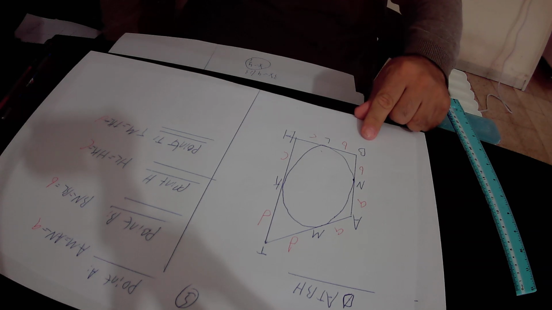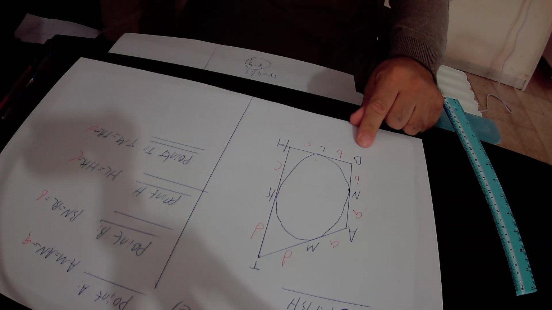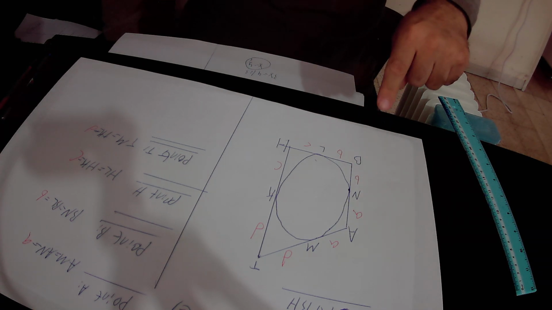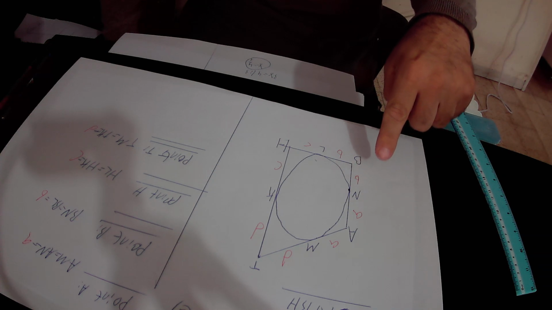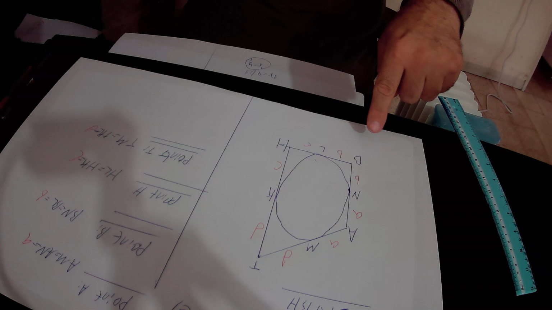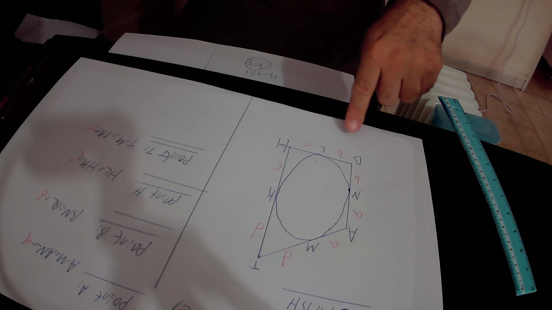Then we focus on common external point B. From the common external point B, we have two tangents to this circle, tangent BN and tangent BL. According to rule number 2, they must be equal to each other. That is to say, BN equals BL. So if we define the length of BN as b, then the length of tangent BL must also equal b.